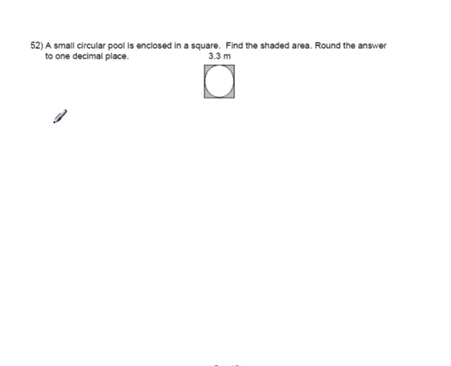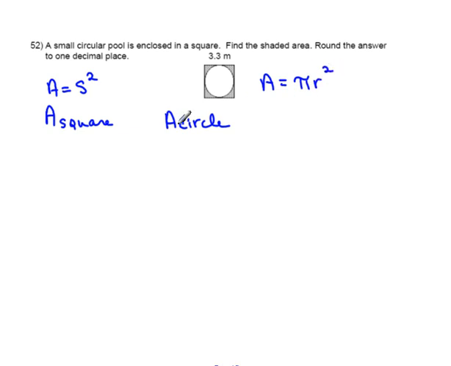So what we need is the area of the square and the area of the circle. The area formula for a square is side squared, and the area formula for a circle is pi r squared. Once you find these two, we want to take the area of the square and subtract the area of the circle, and that's going to leave you the shaded area.